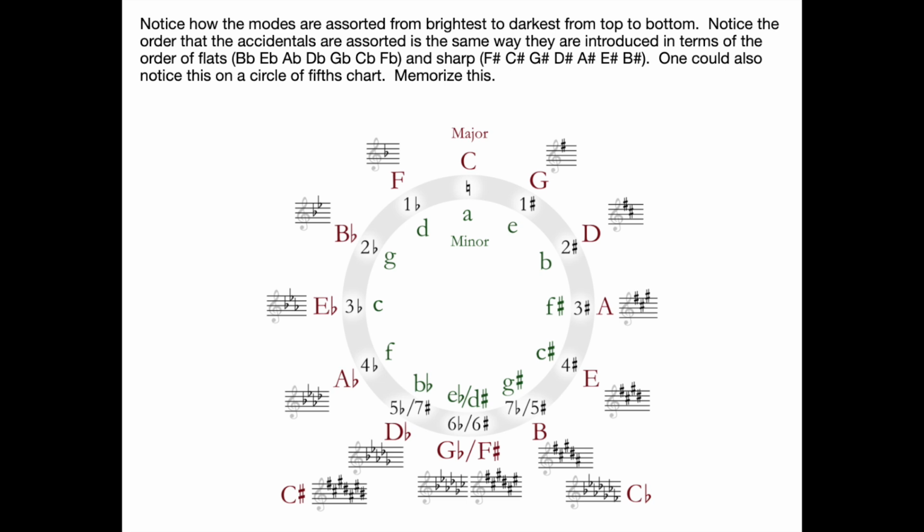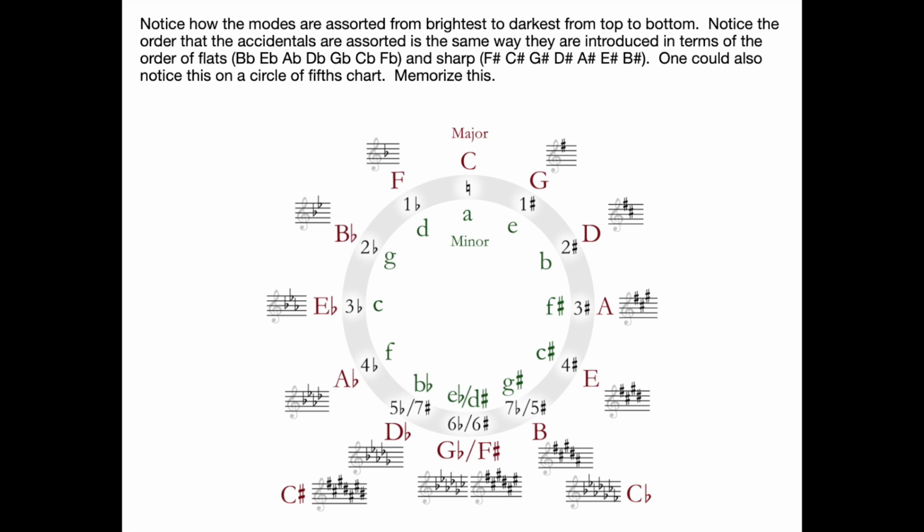You'll notice if we go from the brightest, Lydian, all the way down to the darkest, the Locrian, you can find the pattern of accidentals inside the circle of fifths. So the order of the flats is B, E, A, D, G, C, F, or BEAD, greatest common factor. And the order of the sharps is just the opposite of that: F, C, G, D, A, E, B.